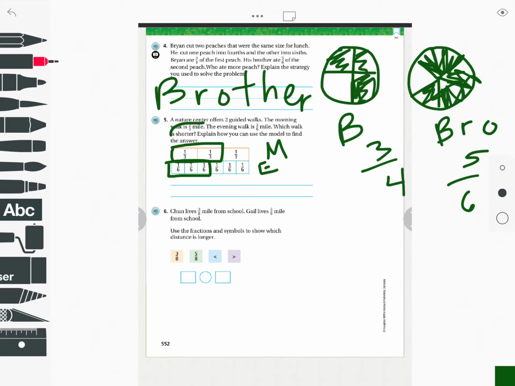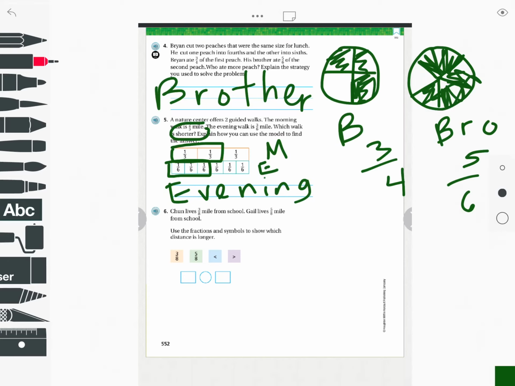They want to know the shorter one. Be careful what they're asking for. Which one is the shorter walk? I can clearly see that the evening walk is the shorter one because there is less circled. And I can clearly see on the picture.